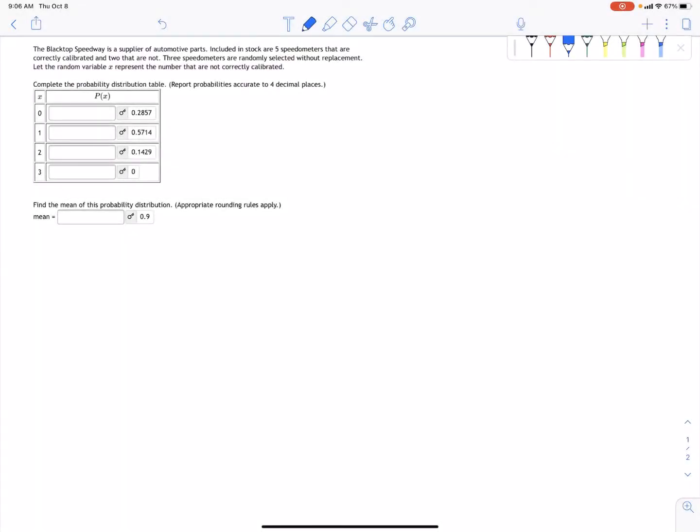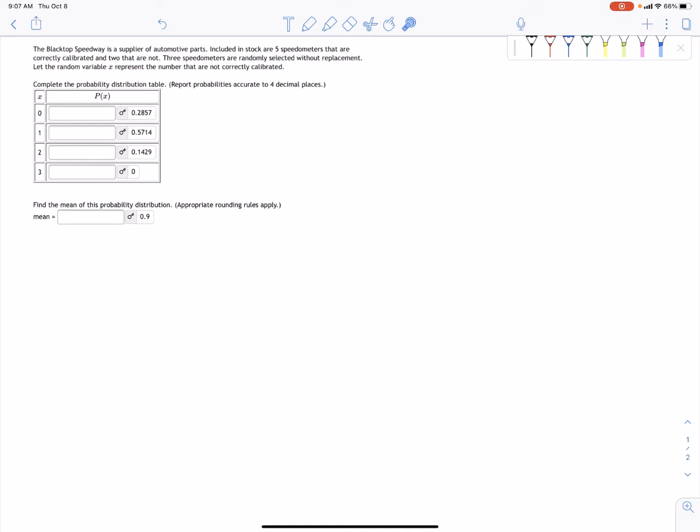In this example, we are going to find the expected value or the mean of a probability distribution. So the Top Speedway is a supplier of automotive parts. Included in stock are 5 speedometers that are correctly calibrated and 2 that are not. 3 speedometers are randomly selected without replacement. Let the random variable x represent the number that are not calibrated.